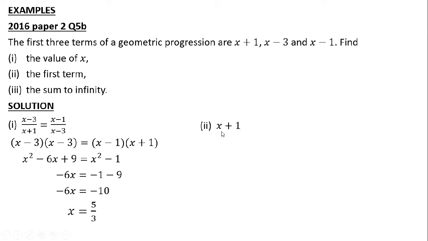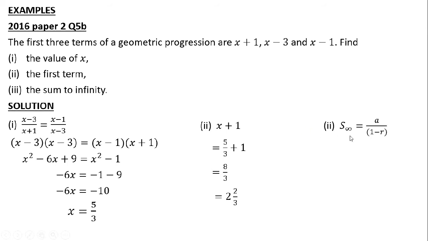Find the first term. Our first term is x plus 1. Where there's x, we'll replace a 5 over 3. Common denominator 3. 1 into 3, 3. 3 times 1, 3. So add 5 plus 3, which will give us 8 over 3. Therefore, the first term is 2, a whole number, 2 over 3.